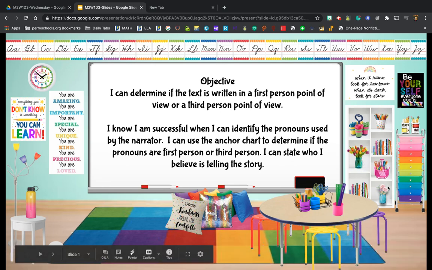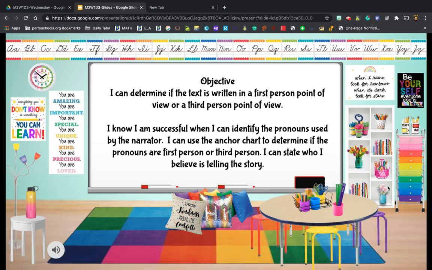Hey guys, our objective for today is I can determine if the text is written in a first person point of view or a third person point of view. I know I am successful when I can identify the pronouns used by the narrator. I can use the anchor chart to determine if the pronouns are first person or third person. I can state who I believe is telling the story.